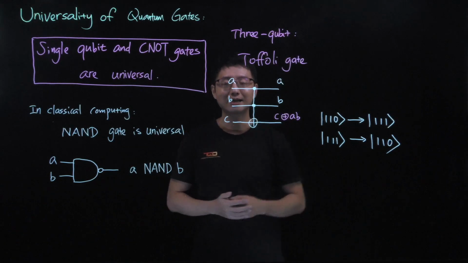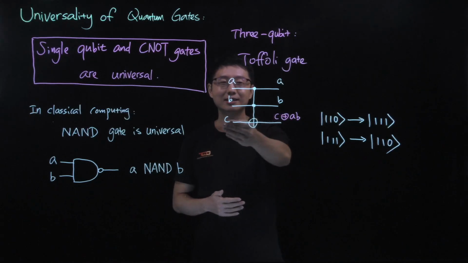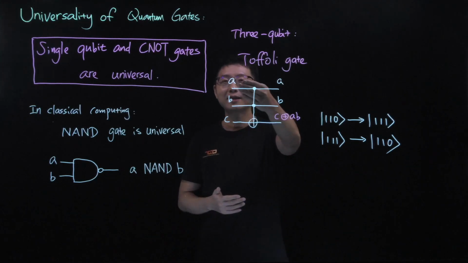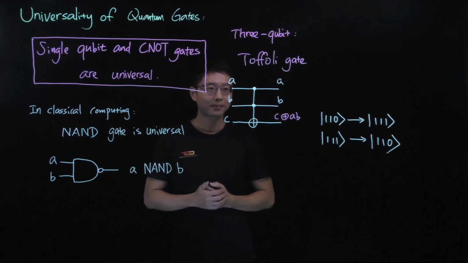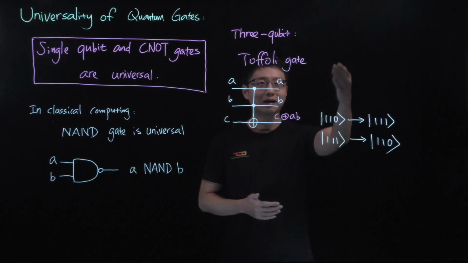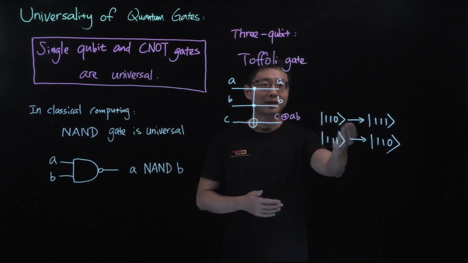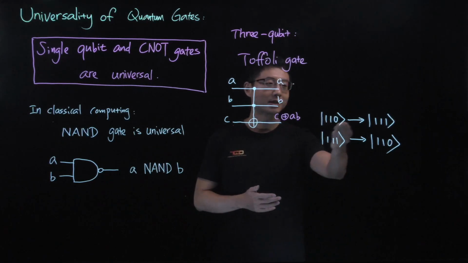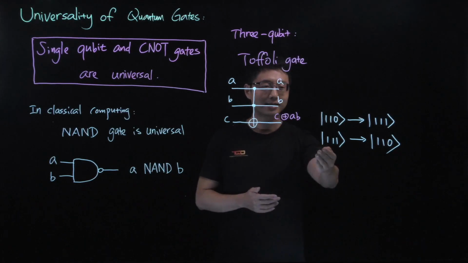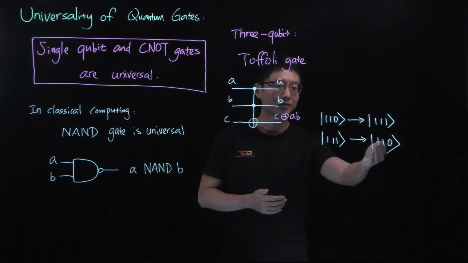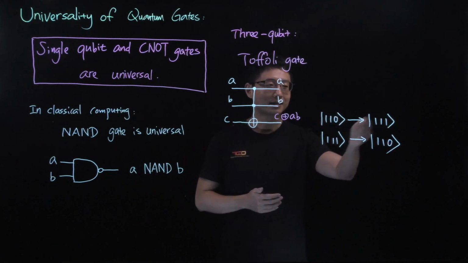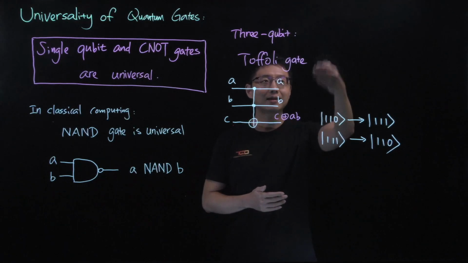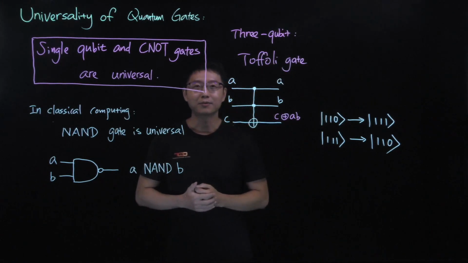What the Toffoli gate does is that it flips the target qubit only when the first two control qubits are both 1. In terms of action on the basis kets, when the ket is 110, it will be turned into 111. When the state is 111, it's being turned into 110. So only when the first two controls are both 1, the state of the target is flipped. While for the other 6 basis kets, they will remain unchanged.